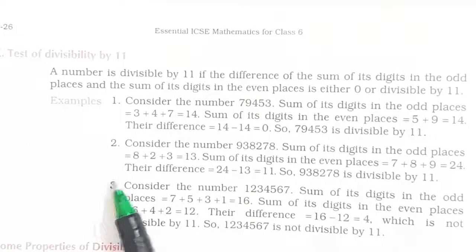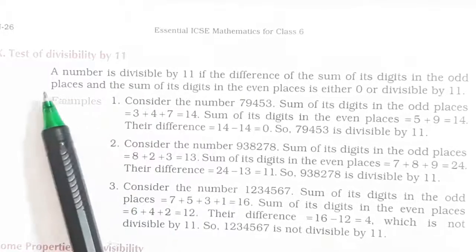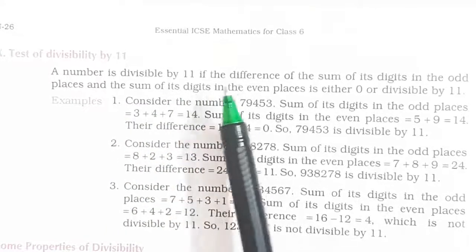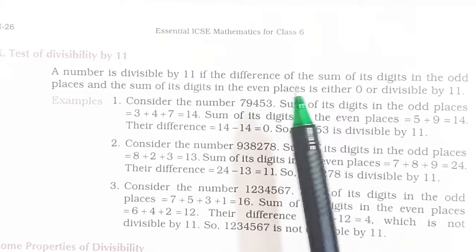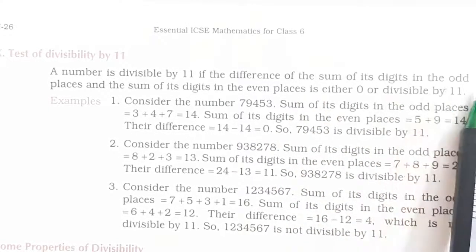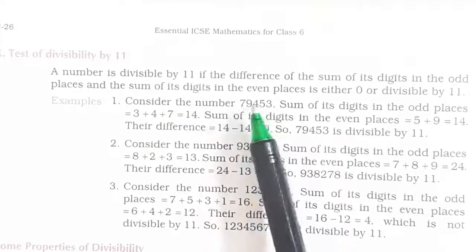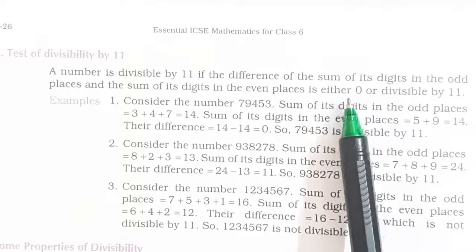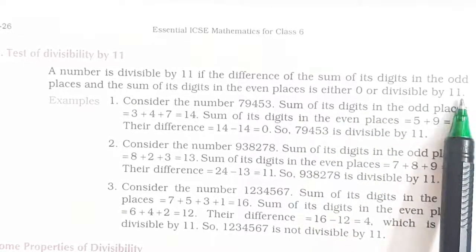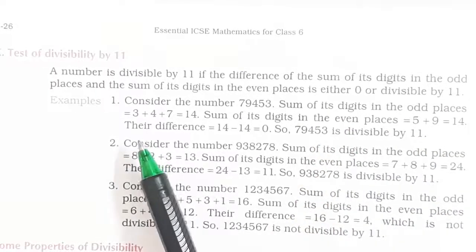Now the last one is the test of divisibility by 11. A number is divisible by 11 if the difference of the sum of its digits in the odd places and the sum of the digits in the even places is either 0 or divisible by 11. Now for this, children, let us consider an example.